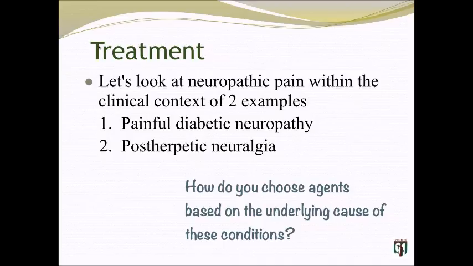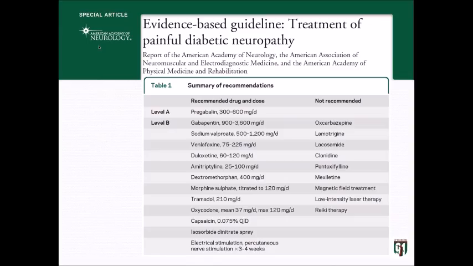So how do you choose agents based on these two underlying conditions? Well, we have here, again from the American Academy of Neurology, some evidence-based guidelines in the treatment of painful diabetic neuropathy. For level A recommendation, we have pregabalin at around 300 to 600 milligrams per day. And level B recommendation would include your gabapentin, your venlafaxine, your duloxetine, your tricyclic amitriptyline, and your opioid, like your tramadol would also be included.